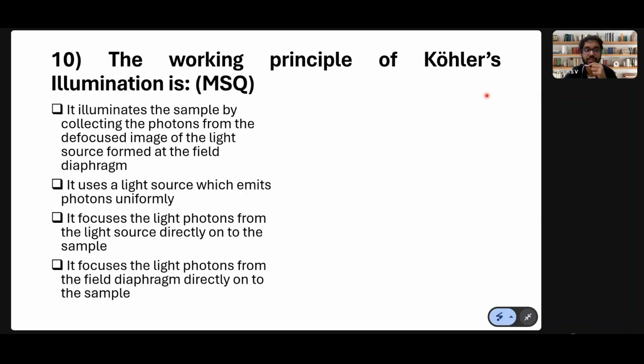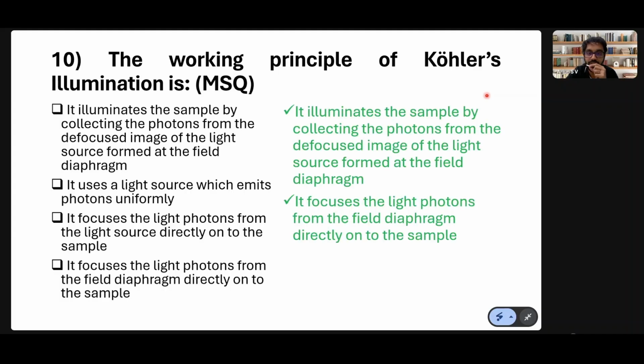It's also a continuation of your ninth question. Basically, they are asking the working principle of Köhler illumination. So the correct option is both of them, option A and option D. The working principle of Köhler illumination is that it illuminates the sample by collecting the photons from the defocused image formed at the field diaphragm, and it focuses the light from the field diaphragm directly onto the sample.